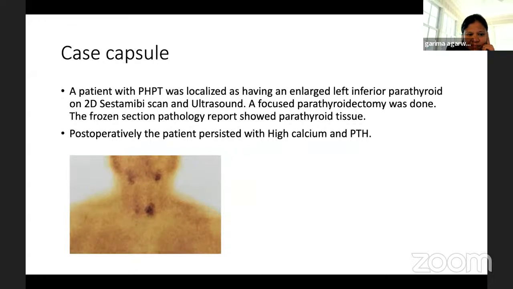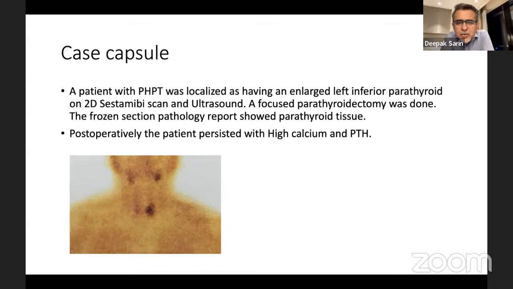Maybe. So, I mean, this is a virtual case. I've made it up. So let me throw in some more details. I mean, this is the only imaging we had. We had a 2D SPECT-CT.